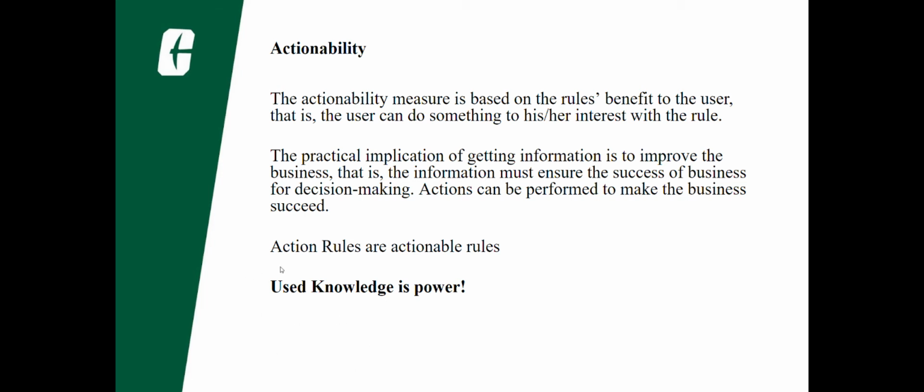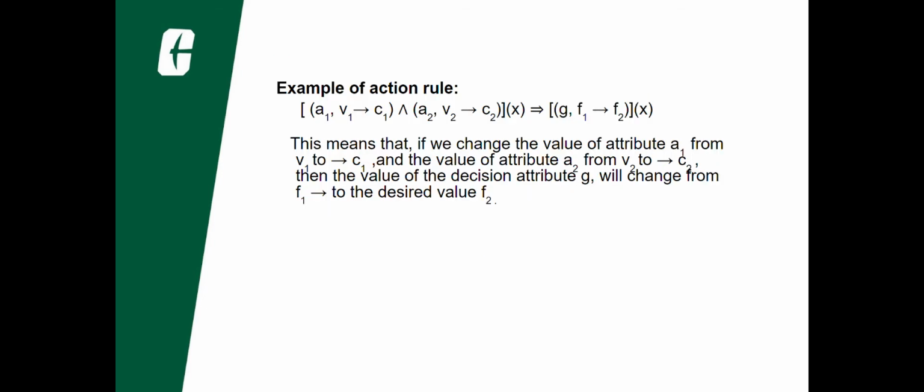And knowledge is power. So for a business, action rules can be very useful as they're trying to make sure a certain outcome happens with the decision attribute. They can change the flexible attributes as needed to make that happen.